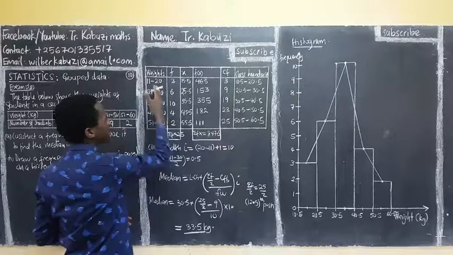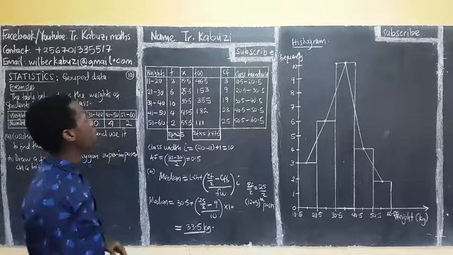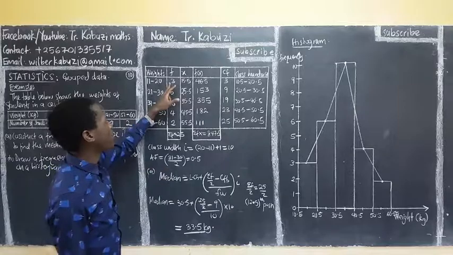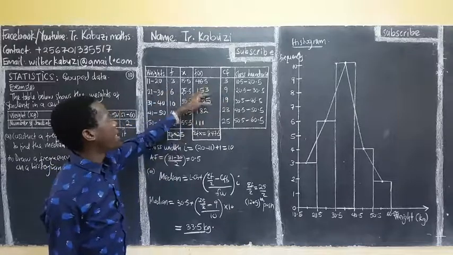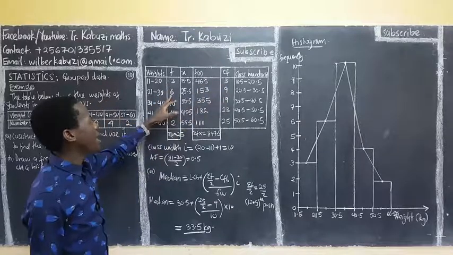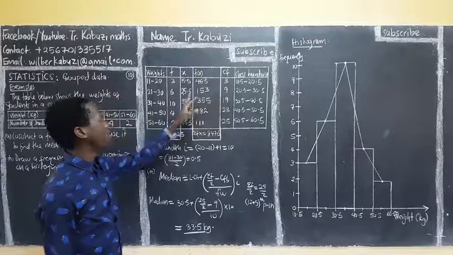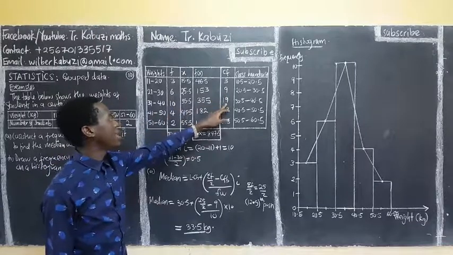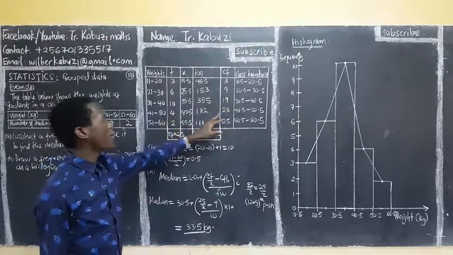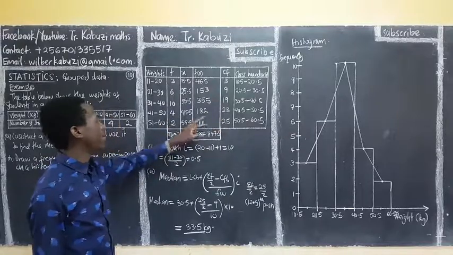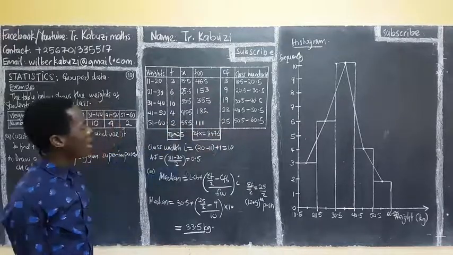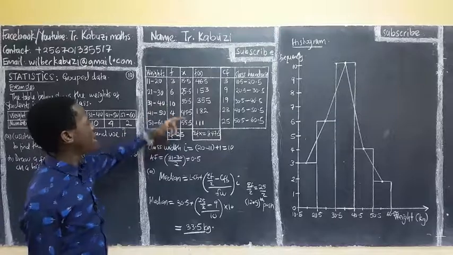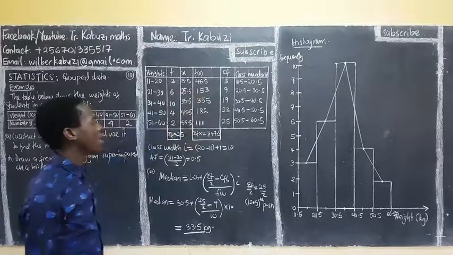Then the cumulative frequency: the first cumulative frequency is always the first frequency here. Then you get this plus this, we get 9. Then this plus this, we get 19. Then this plus this, we get 25. And when you sum all these, you get the total.